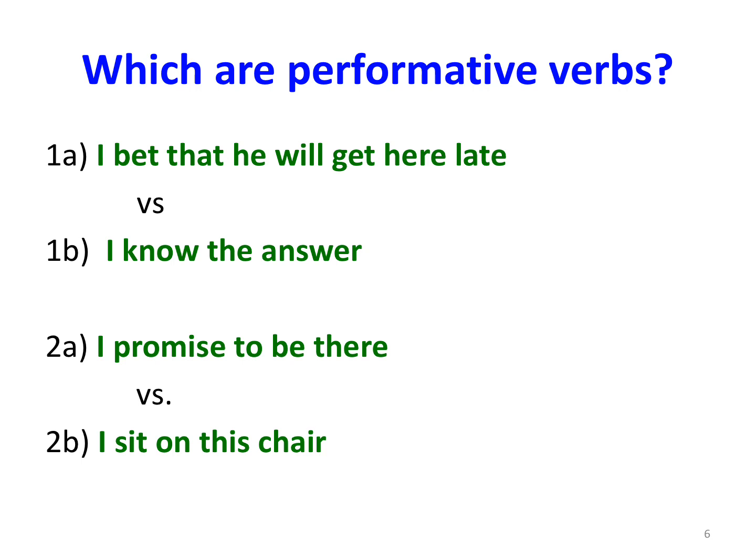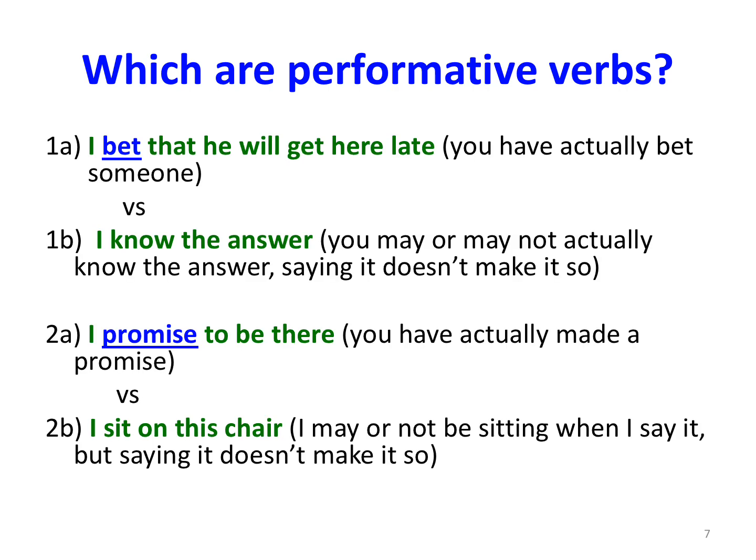I bet that he will get here late versus I know the answer. I promise to be there versus I sit on this chair. So I bet you've guessed that the performatives here are bet and promise. Because once you say to someone, I bet you, you have actually bet someone. But if you say, I know the answer, you may or may not actually know the answer. You aren't performing knowing. And once you say, I promise you, you've actually made a promise. By saying, I sit on this chair, on the other hand, I may or may not be sitting when I say it, but saying it while I'm standing up doesn't make it an instance of sitting.